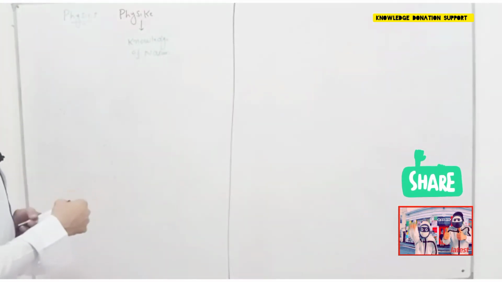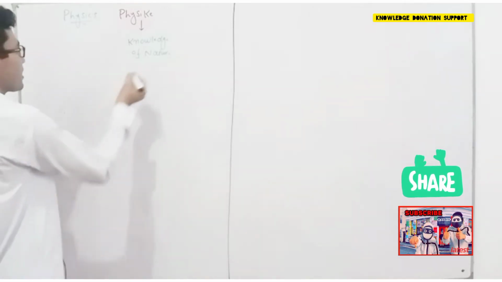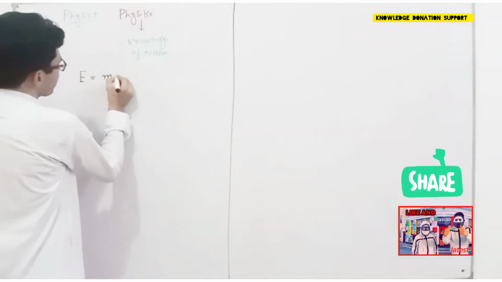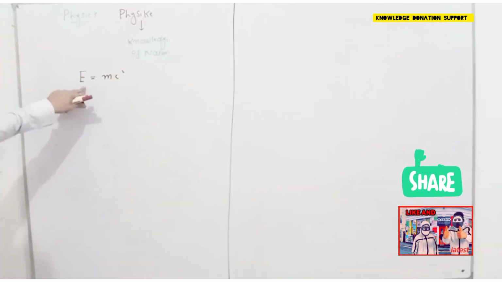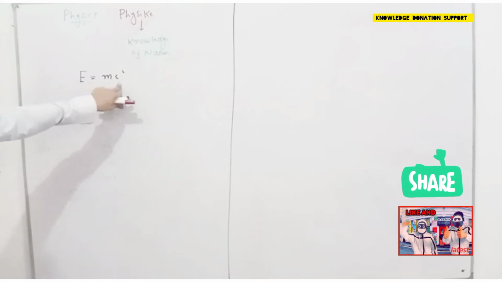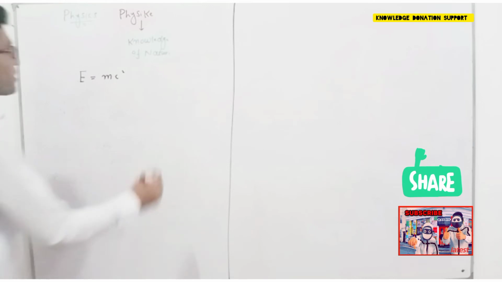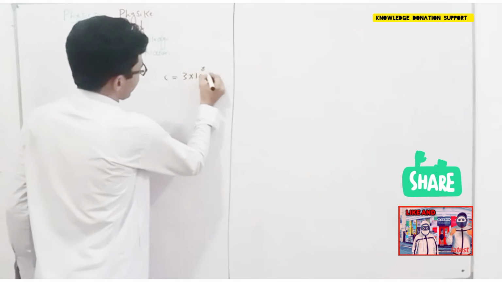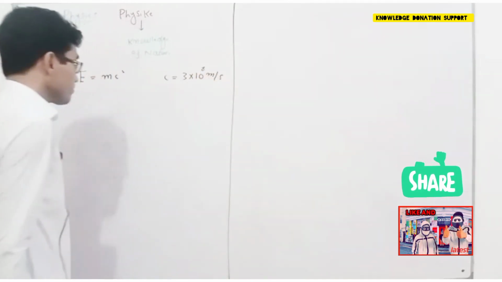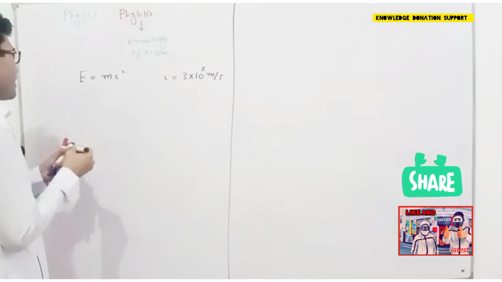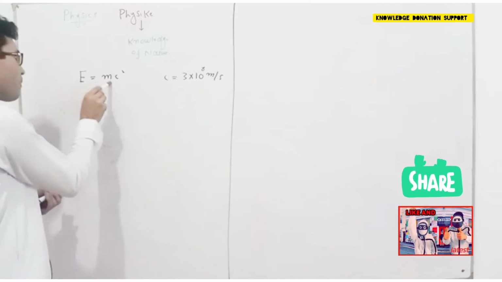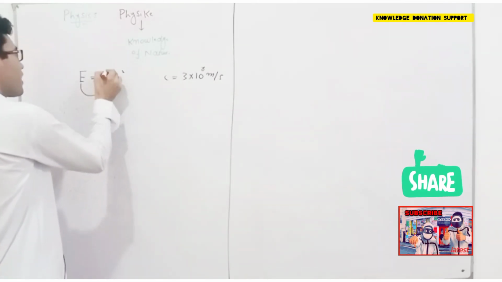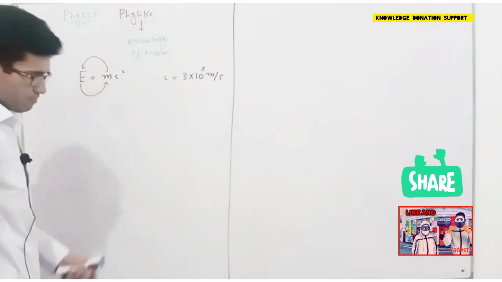Also, mutual relationship. What is the mutual relationship between matter and energy? According to Einstein's famous equation, E is equal to mc square, where E stands for energy, M stands for mass, C stands for speed of light, which is equal to 3 into 10 raised to the power 8 meter per second. This equation means that energy can be converted to mass and mass can be converted to energy.